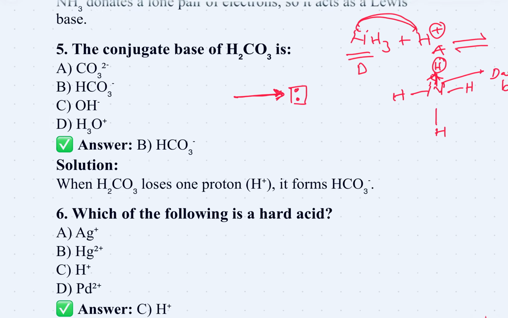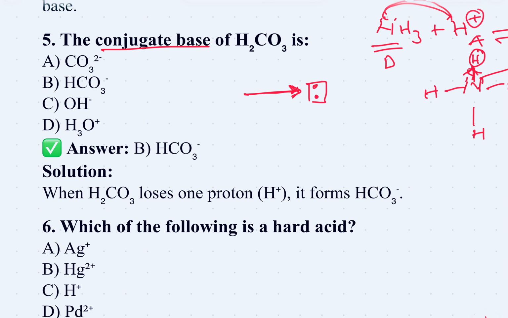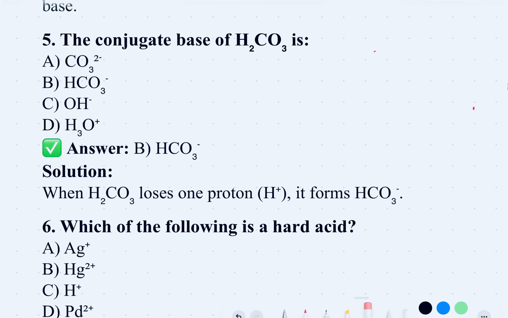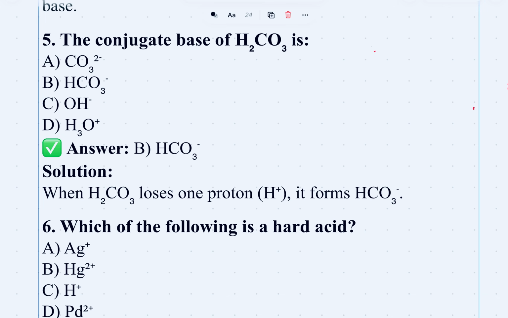Clear? Next one, we'll see. Fifth one, conjugate base of H2CO3. Before going to that, we need to understand what a conjugate acid-base is. What is the conjugate acid-base concept? I will explain. All of you concentrate here. What is conjugate acid-base theory? Clearly, I will explain. Here, I am taking the previous example. See this? I am taking H2SO4.